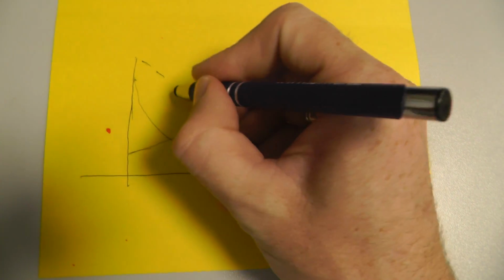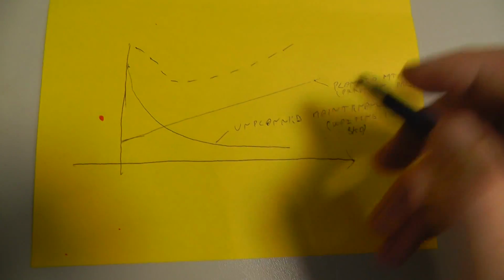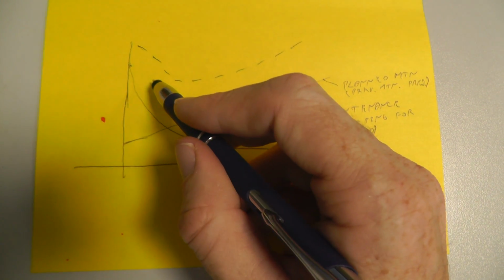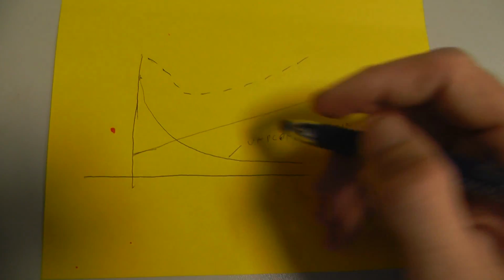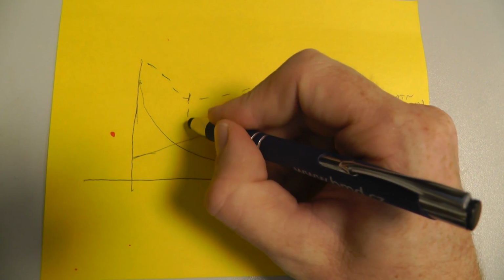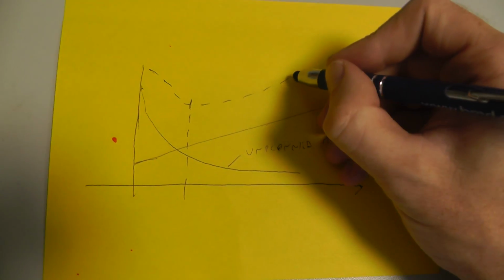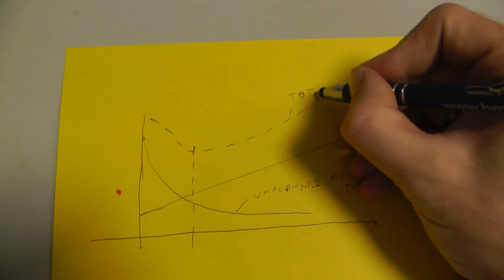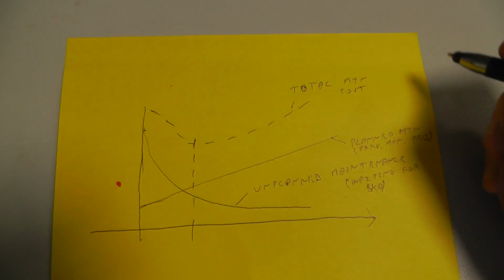So too many. So if we look here, where is the optimum? Optimum is somewhere here, where is the minimum of maintenance cost. So this is total maintenance cost.